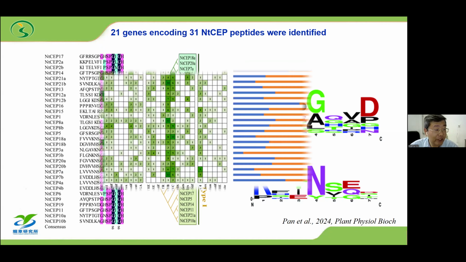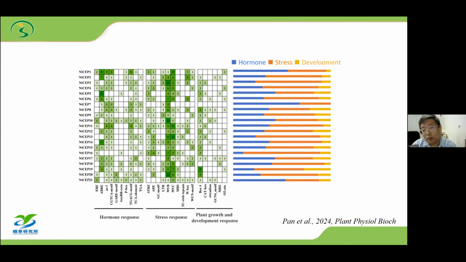So next we checked if these peptide encoding genes can be induced by different stress treatments. So we checked the promoter region of these genes and found quite some stress responsive cis elements on the promoter region, and also, of course, hormone responsive regions too.